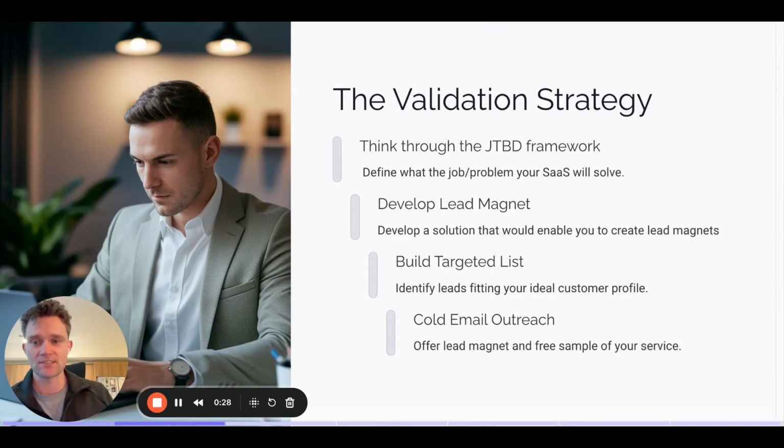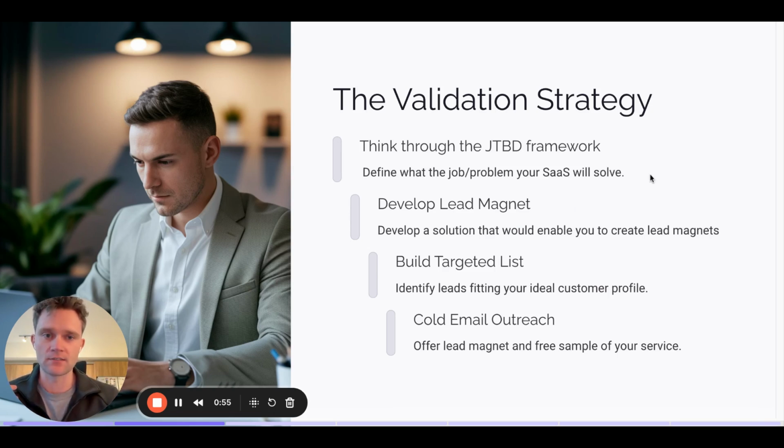So this is the validation strategy that I thought through. First, think through the jobs to be done framework. You want to define what job or problem your SaaS will solve, specifically the job, because based on the jobs to be done framework, your client or customer is basically hiring your SaaS to do a job for them. For this example, the job would be a social media content manager.